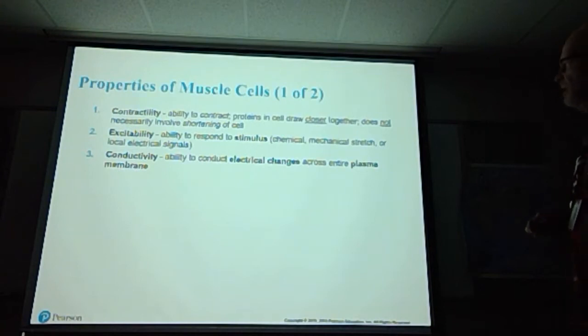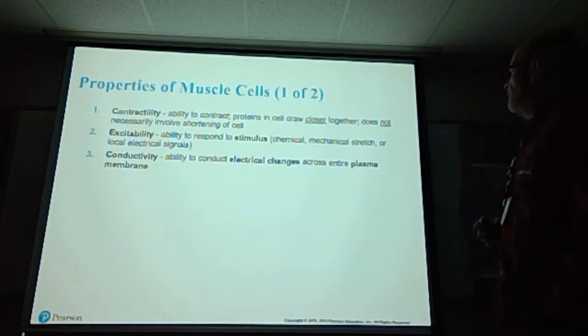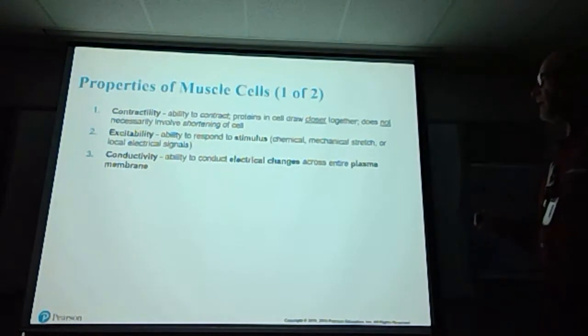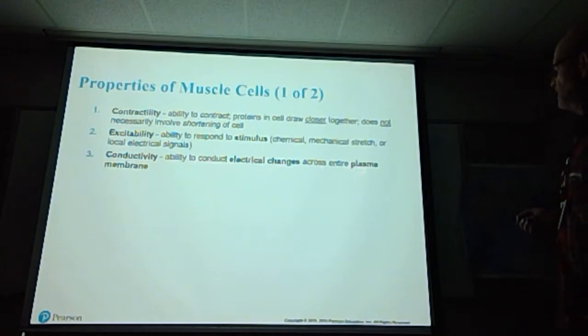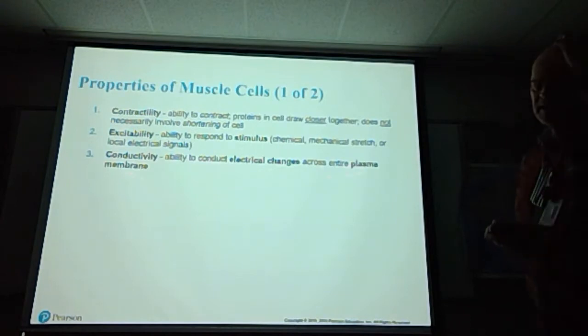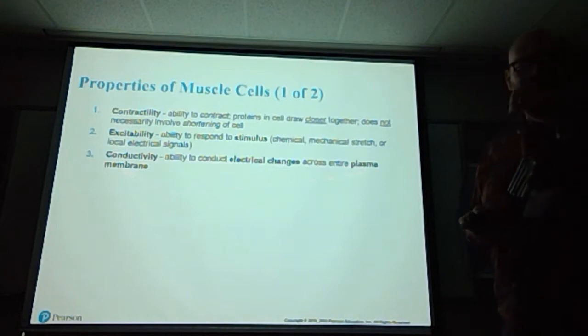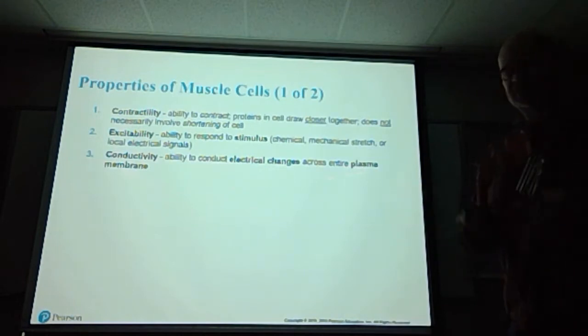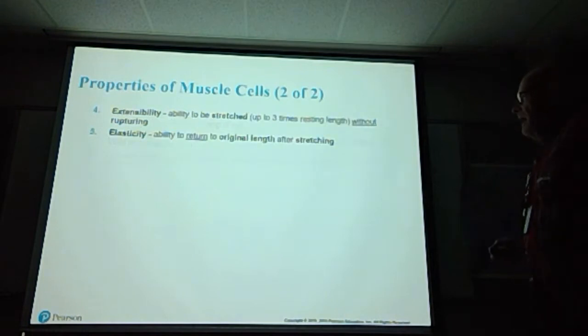Excitability is the ability to respond to some stimulus. The stimulus is some signal that comes from outside, such as a chemical, a mechanical stretch, or a local electronic signal. And they all have conductivity, which is the ability to conduct those electrical charges across the entire plasma membrane. Later on in this chapter, when we start talking about membrane potential, the conductivity is what leads to membrane potential.